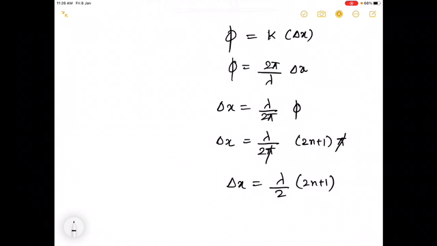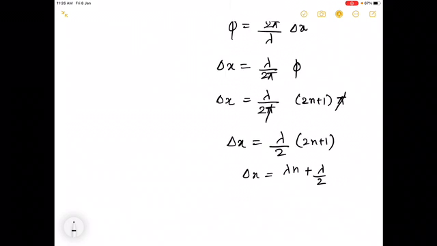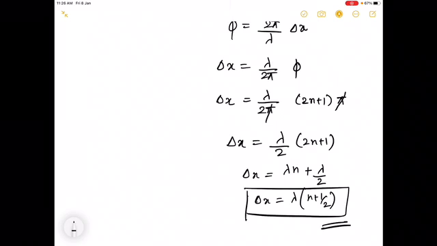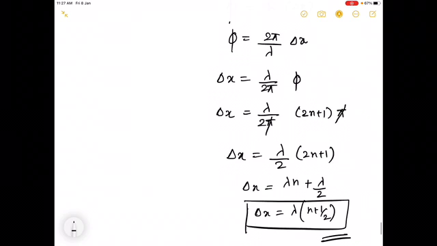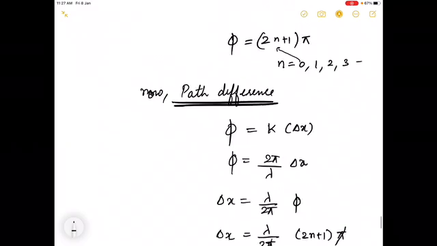You can actually further solve this by taking it inside. This will be lambda n plus lambda by 2. Or you can simply say del x is equal to lambda, taking lambda common, times (n plus half). Yes or no? Okay, so this will be the path difference, right? I hope everybody agrees with me. So for all these path differences, we will get a dark spot, right? So this is what your interference pattern is.